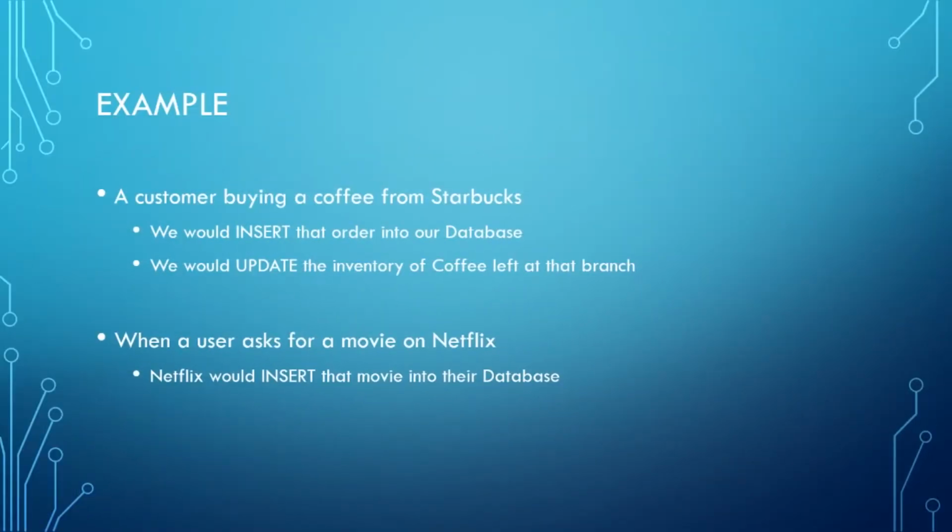Some examples of OLTP would be when a customer buys a coffee from a store such as Starbucks. They would insert that order into their database of orders, and then they would update their inventory database with how much coffee is left and how many cups are left and whatever other ingredients are used in order to make it. Another example is when a user requests a movie to be added to Netflix. If Netflix decides to add that movie, they would insert that movie into their database of movies.